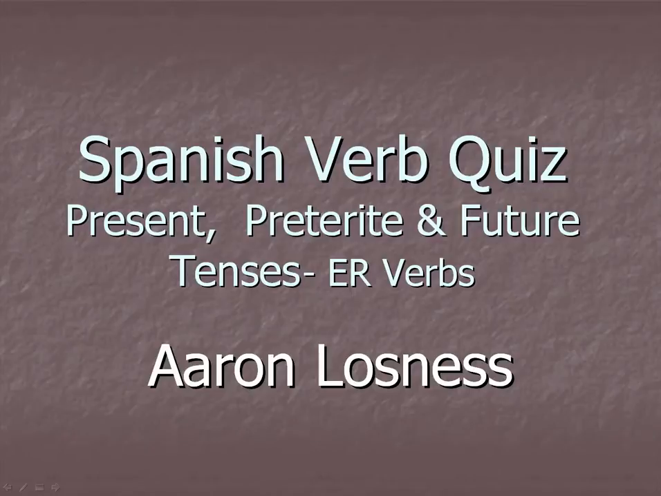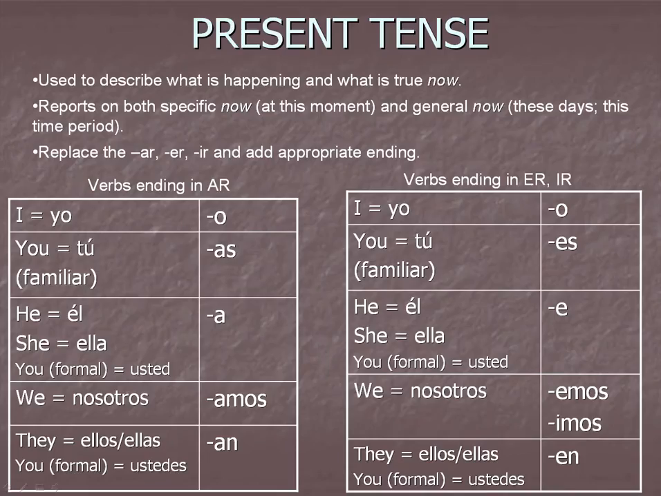So, the present tense. This is a tense you're most commonly going to hear. It is used to describe what is happening and true now. To form this tense, you remove the infinitive ending from the verb, and you add the appropriate ending from the charts below, depending on whether the verb ends in AR, ER, or IR. These are the verb endings for most verbs.